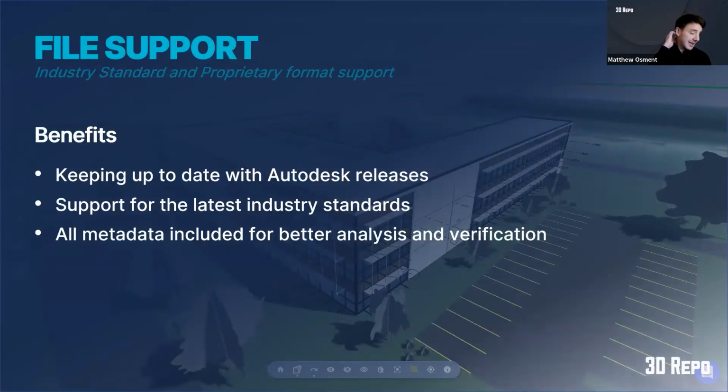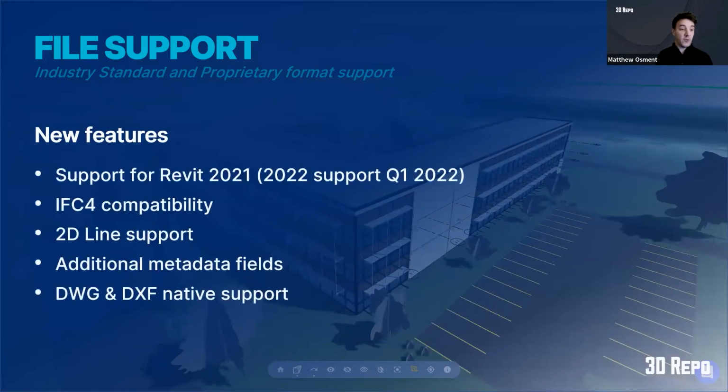So file support, this is a key factor for 3D Repo. We know that the other platforms out there, the authoring tools, are constantly updating. Autodesk go through an annual revision cycle, and then we've got things like IFC4 coming out as well. So with our file support over 2021, we've kept up to date with the Autodesk releases. We've released support for IFC4.